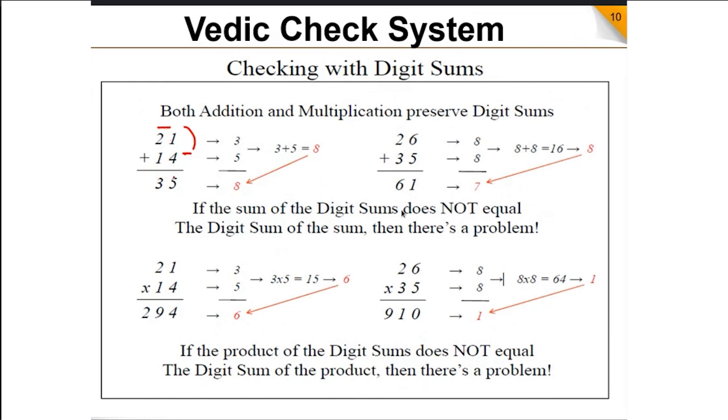Now, this is the problem 21 plus 14. So 21 plus 14 is what? Somebody told me that 35 is the answer. But I want to check whether that answer is correct or not. For that, I don't want to do the addition. I'm going to use the Vedic check system. So how can we use this Vedic check system?